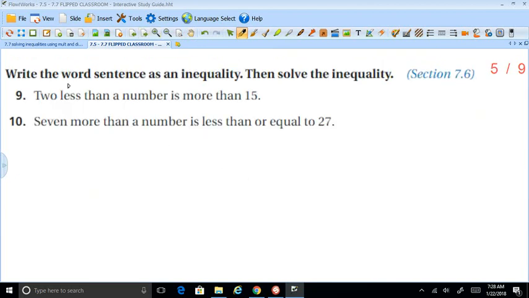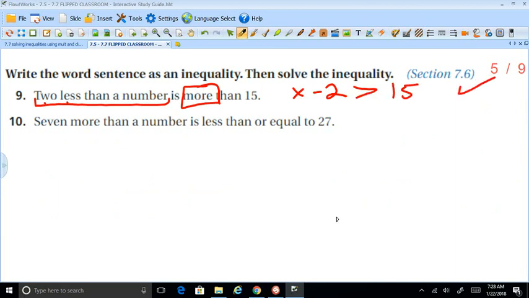Alright, number 9. 2 less than a number is more than 15. So if it's 2 less than a number, I'm going to use x. x minus 2. That is 2 less than a number. And I know that answer is more than, meaning greater than, 15. And that is the correct answer. Again, reread it, double check your answer, make sure it makes sense.